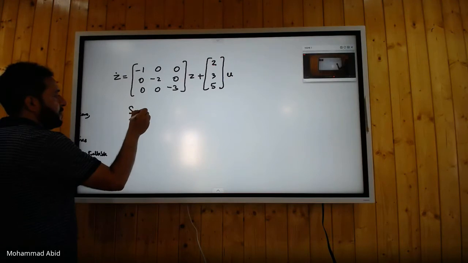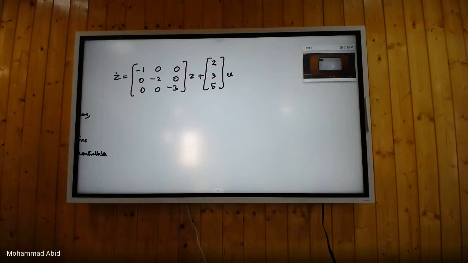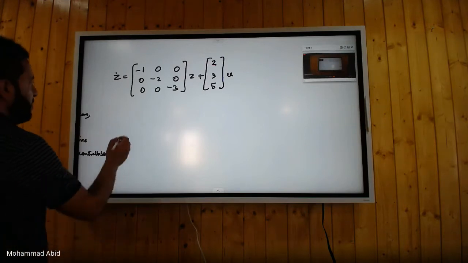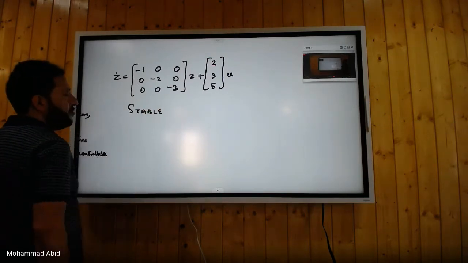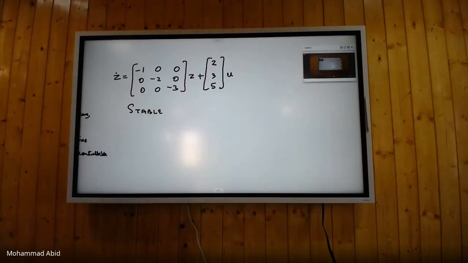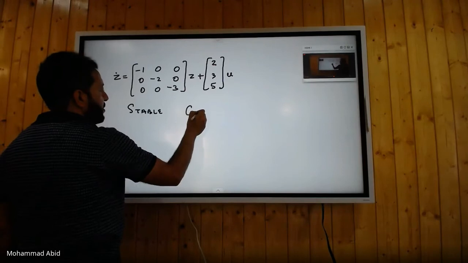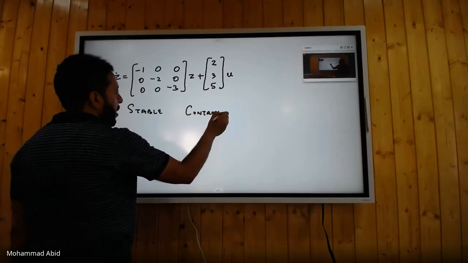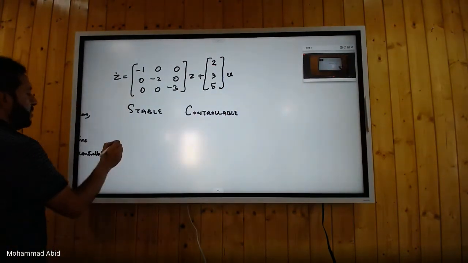What about the stability of the system? Is this system stable? Yes. This system is stable, isn't it? Because all its eigenvalues have negative real parts. So it is a stable system. And what about controllability? Is it controllable? Yes, sir. It's controllable because all the entries of this tau vector are non-zero. So it's controllable. Okay. Now consider another situation.